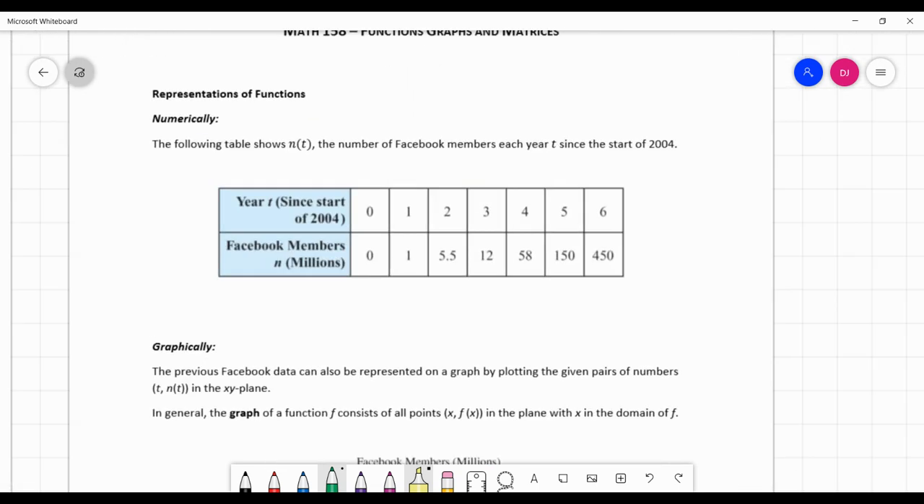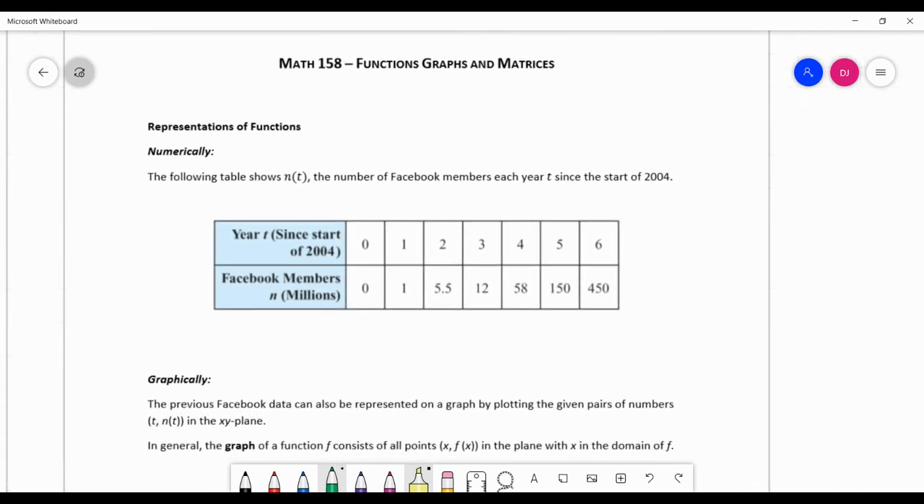So when I look at functions, I can look at functions three different ways. One, I can look at the function numerically. This table shows the number of Facebook members each year since the start of 2004.